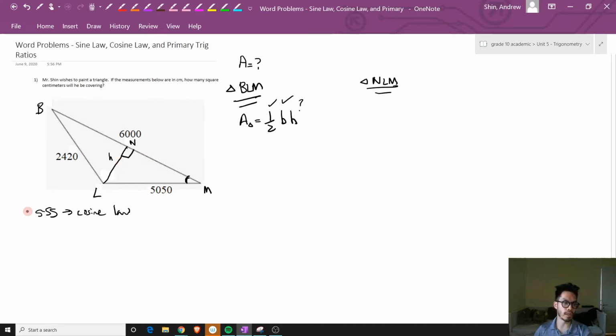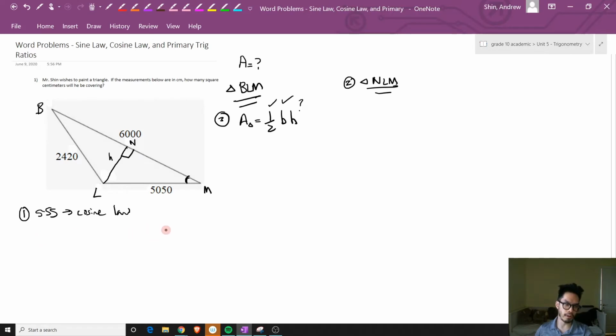We're going to start with cosine law, number 1. Then we're going to look at triangle NLM for part 2. And then we're going to finish it off and find the area of the whole triangle BLM. Okay, so cosine law, here we come. We want to find out the angle M here. Okay, so angle M.